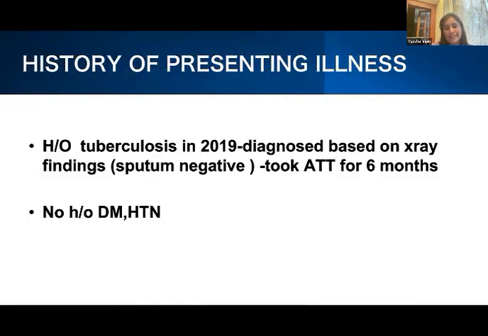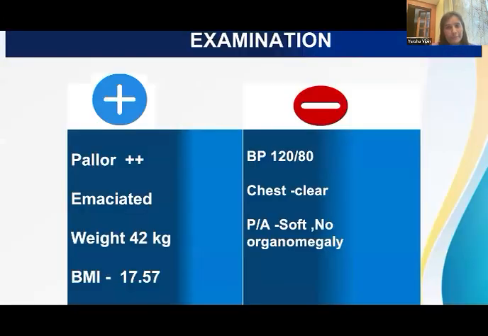In taking the history in detail, she had a past history of tuberculosis, which was detected based on X-ray findings. It was sputum negative, and she took ATT for 6 months and then stopped. But no history of any other significant illnesses like diabetes or hypertension.